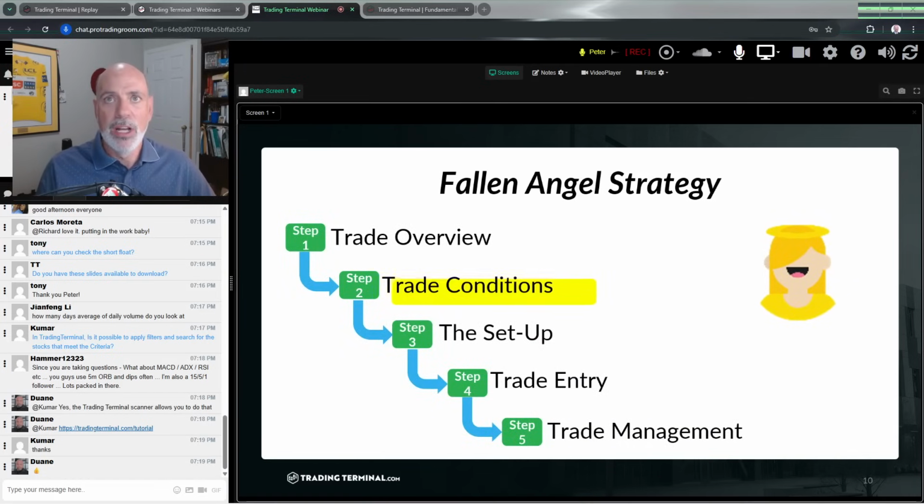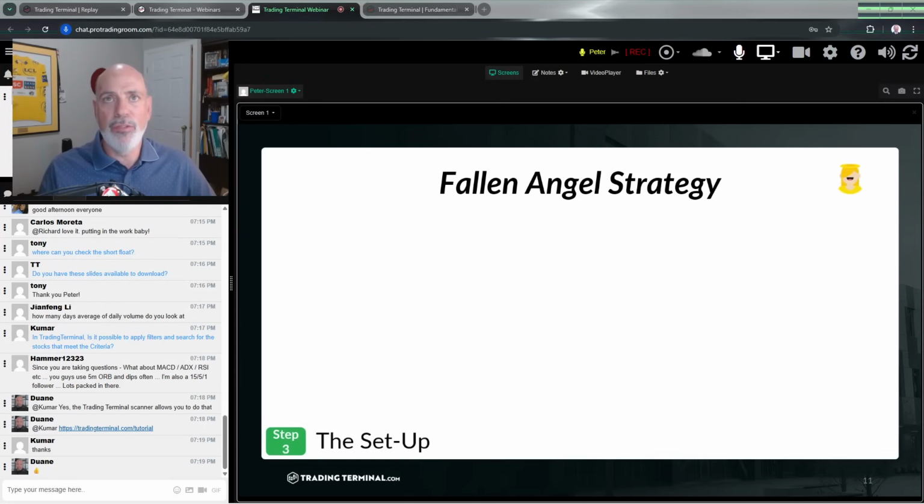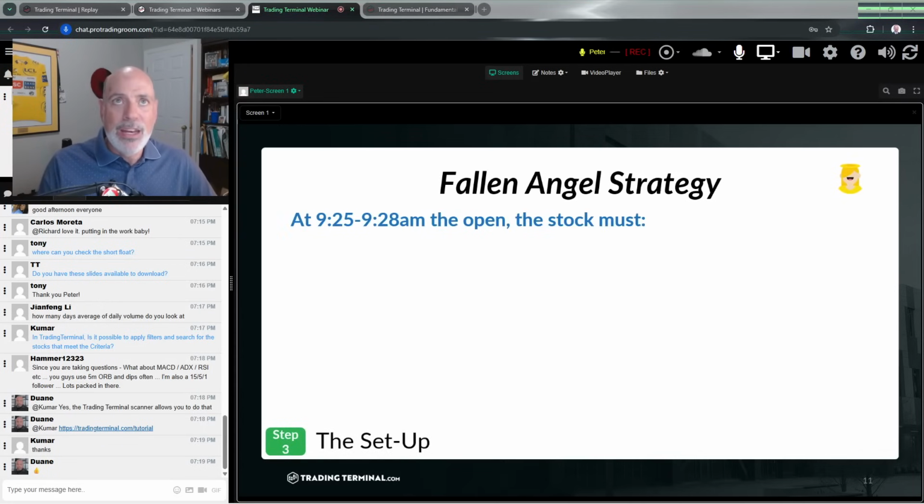That's step 2. Step 3, let's look at the actual trade setup. What am I looking for? Between 9:25 and 9:28, so these are just the few minutes right before the open, the stock must have target profit levels above the current price.